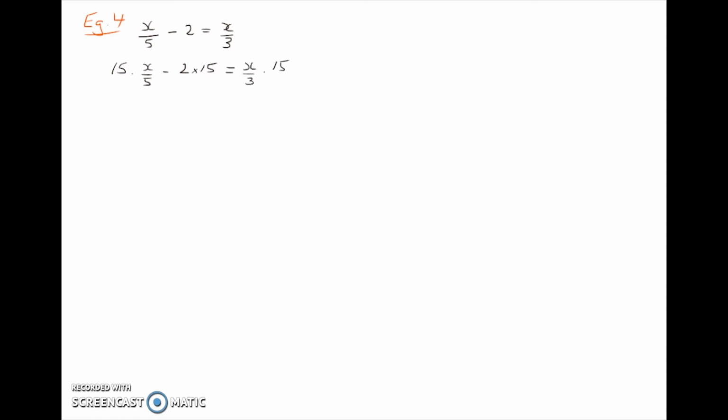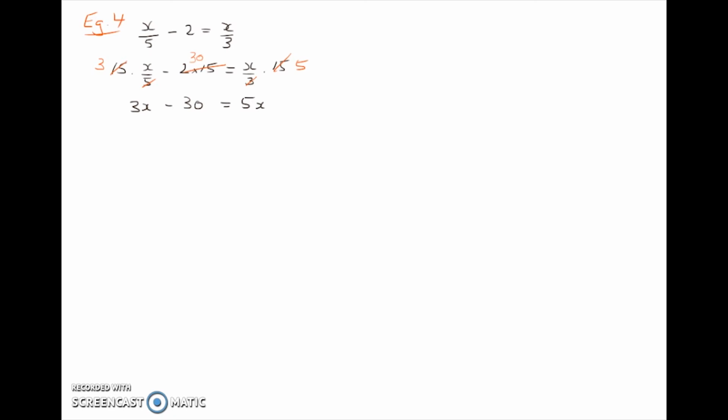Now we simplify each of the terms. First of all, we've got the 15 and the 5 on the left. So 15 and the 5 cancel, leaving us with 3. The 2 times 15 gives us 30. And the 15 and the 3 on the right cancel, leaving us with 5. So now what we have is 3x minus 30 equals 5x. And now it's a simple equation.